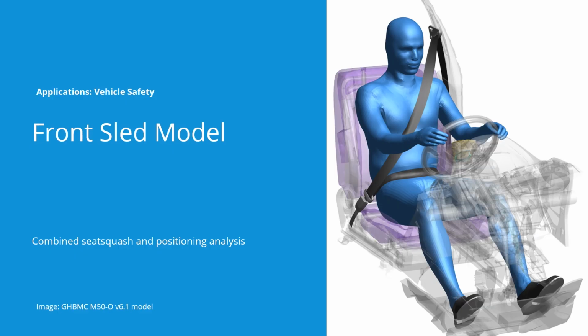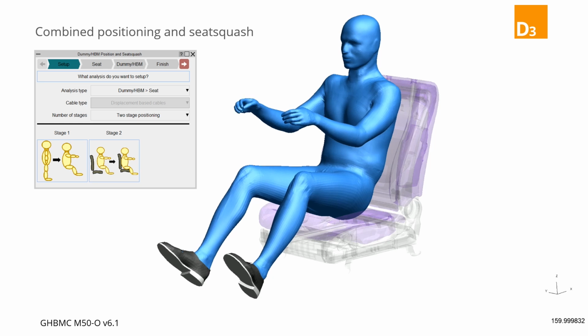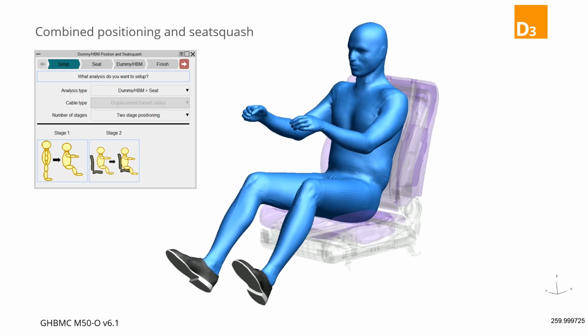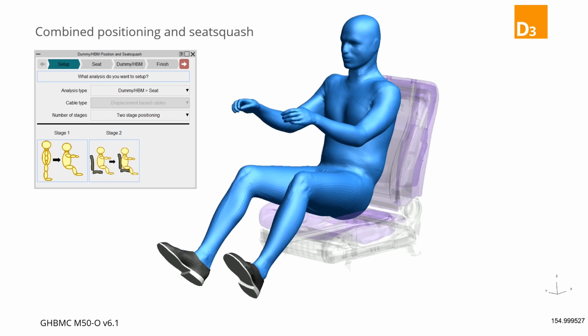Now let's take a look at an example of using the combined seat squash and positioning tool in Primer to set up an average male occupant HBM model in a front sled model. In this scenario, Primer can be used to automatically set up an LS-DYNA analysis to position the HBM model and then squash it into a seat as shown here.